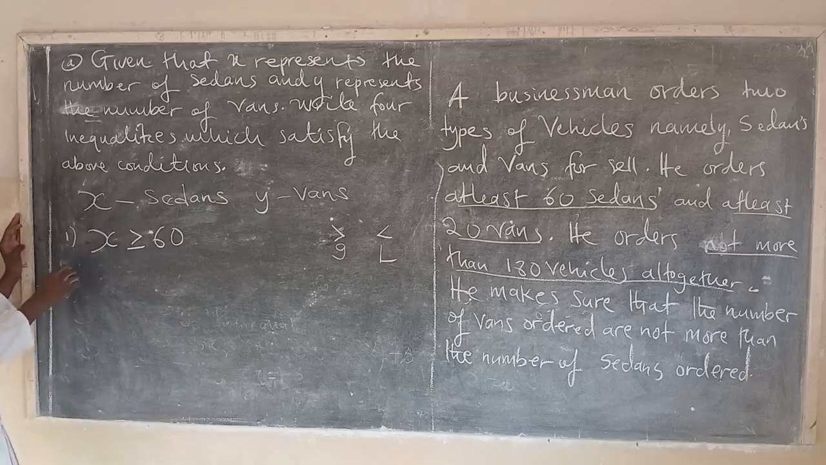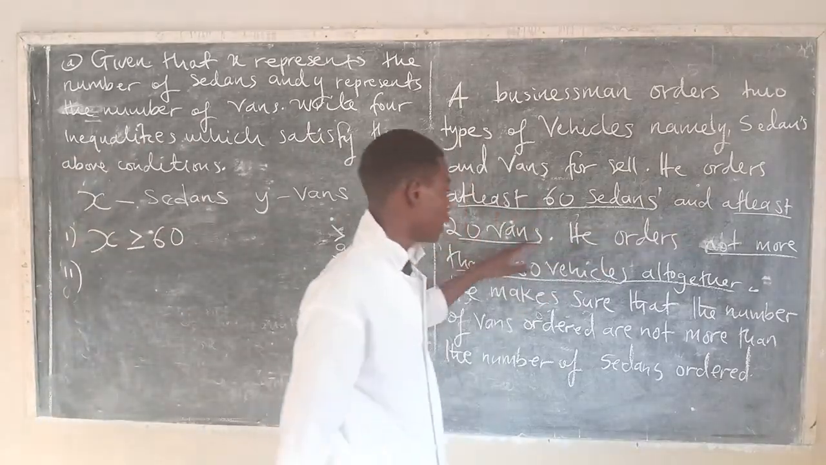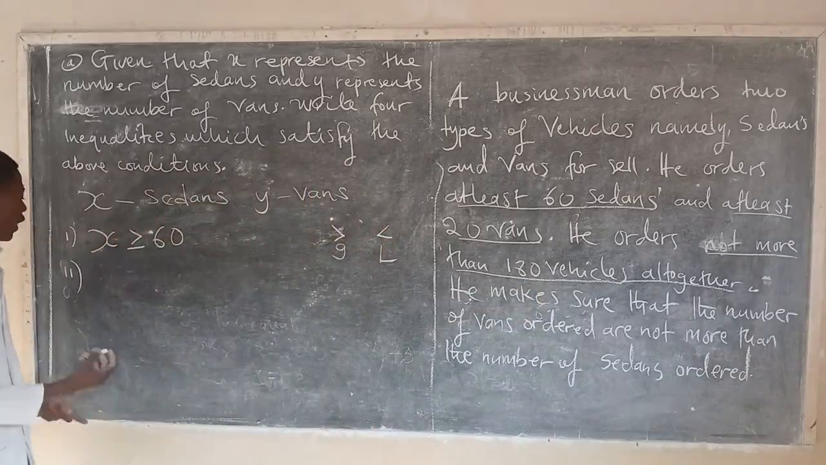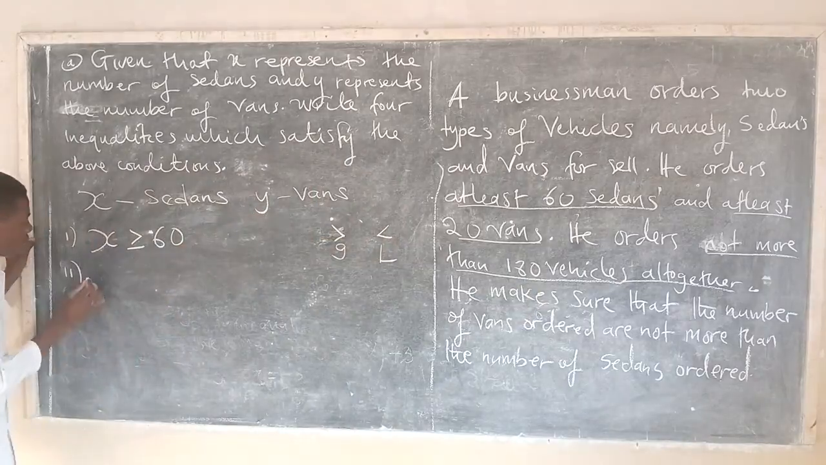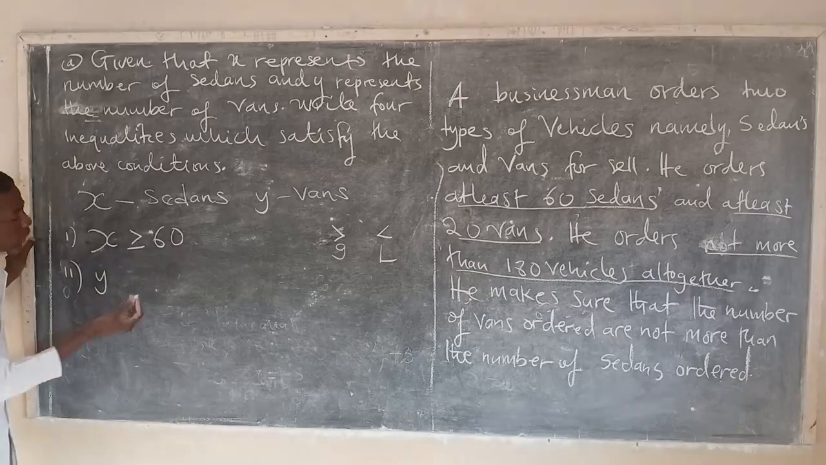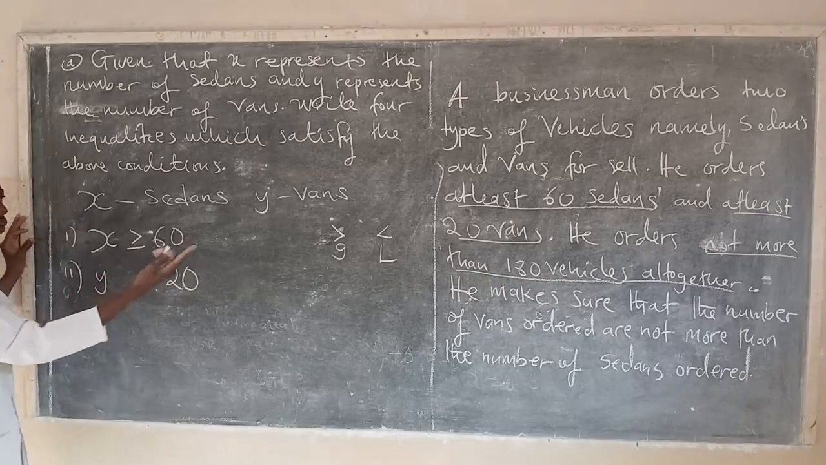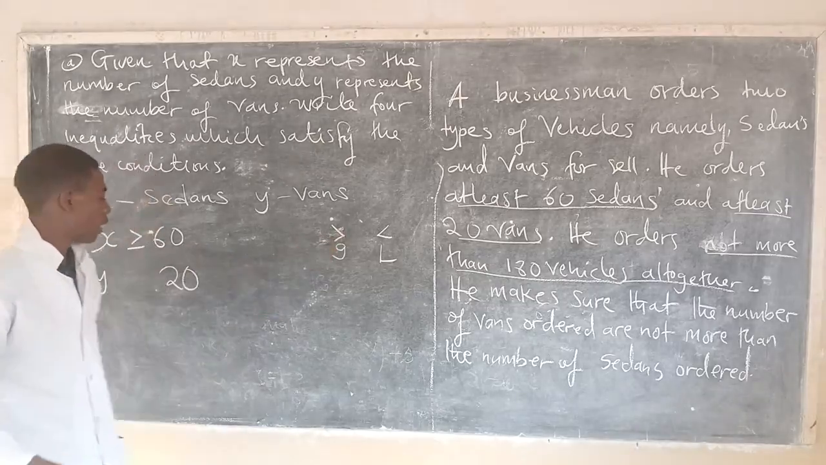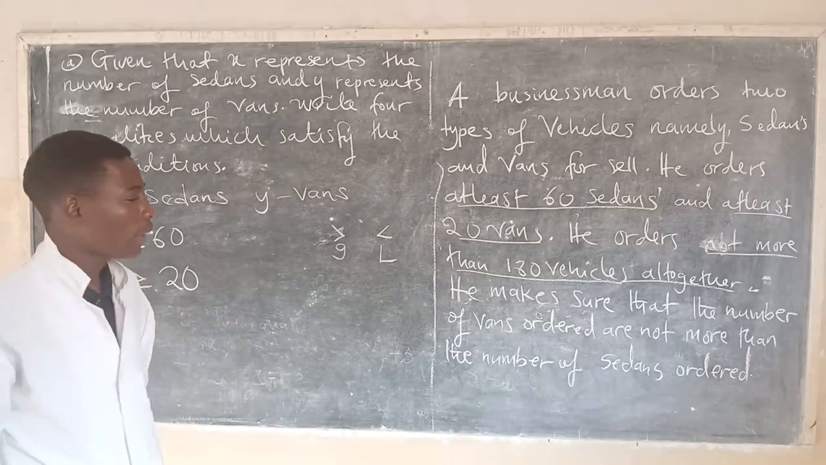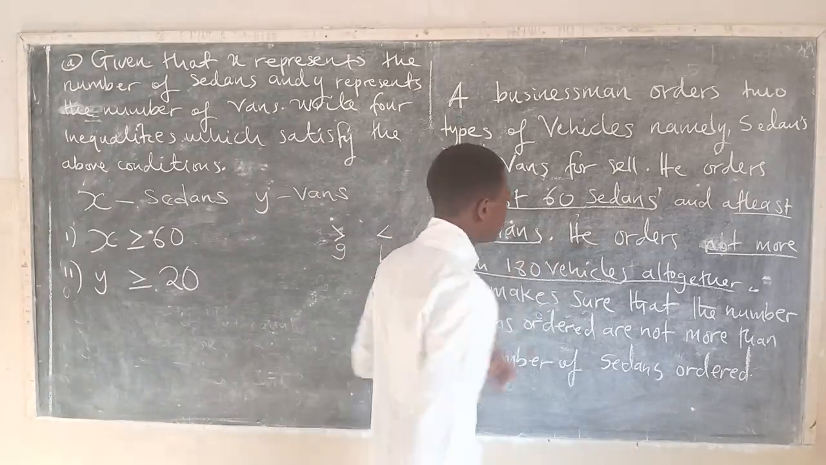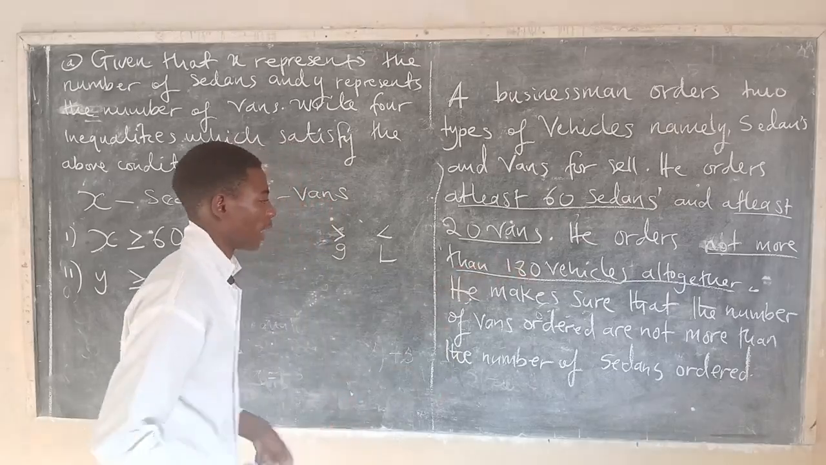For our inequality number 2, we are going to say at least 20 vans. The vans are represented by Y. So we have Y and 20, at least 20 vans. That one will carry the greater than or equal to, as simple as that. Going to the other inequality, he orders not more than 180 vehicles altogether.